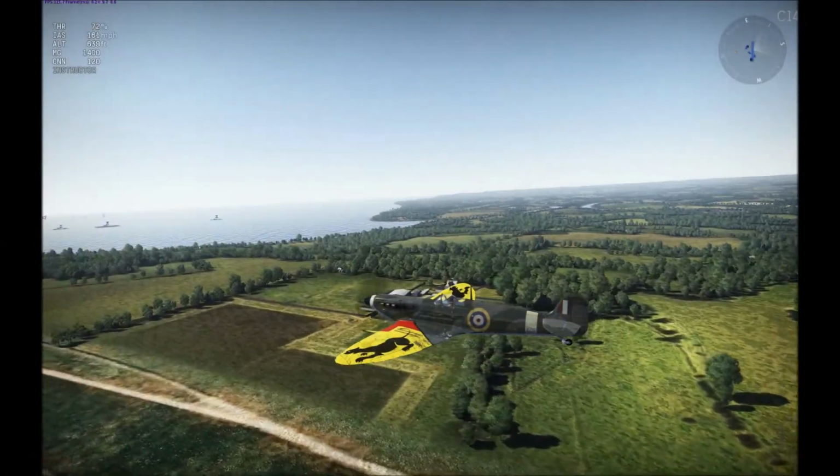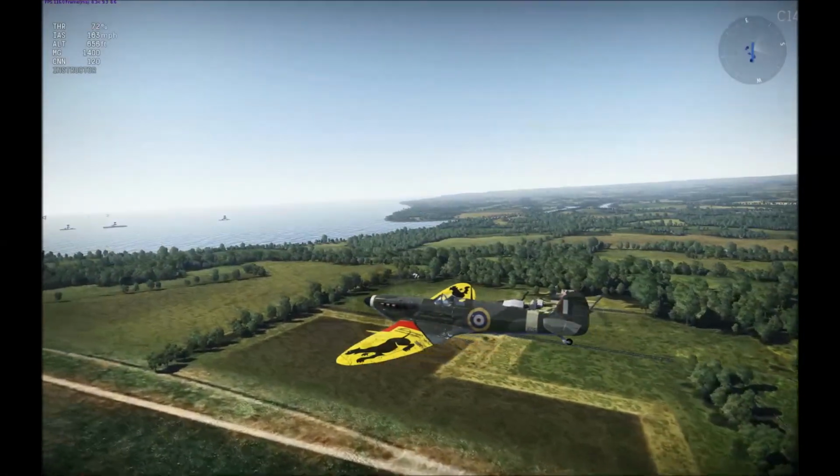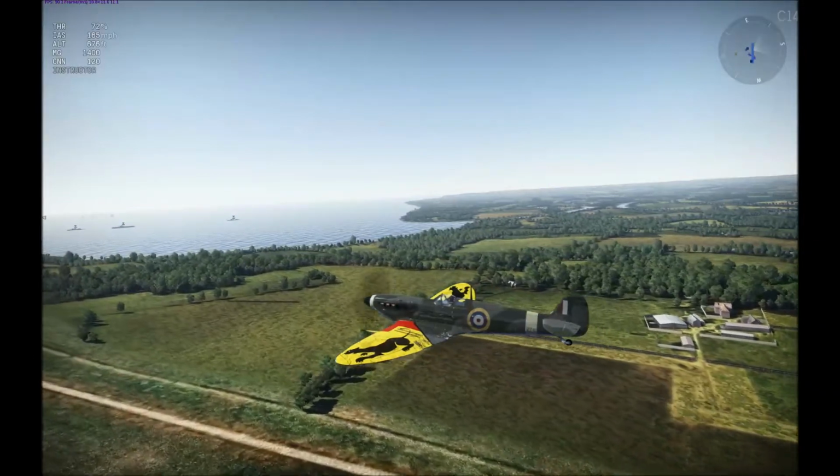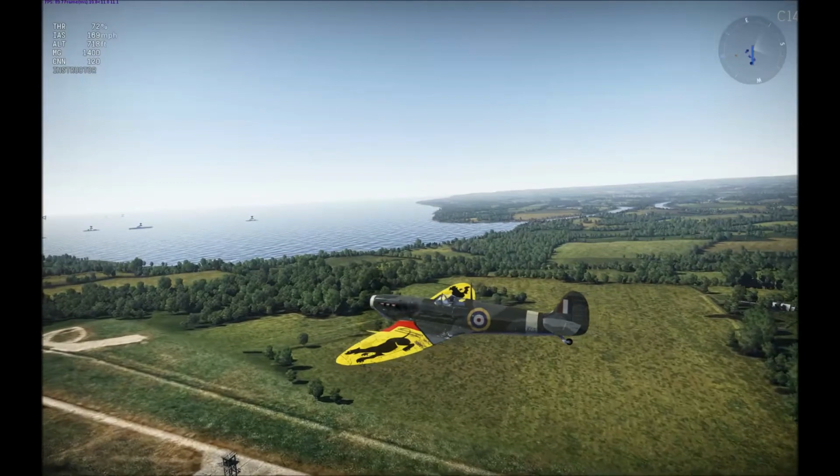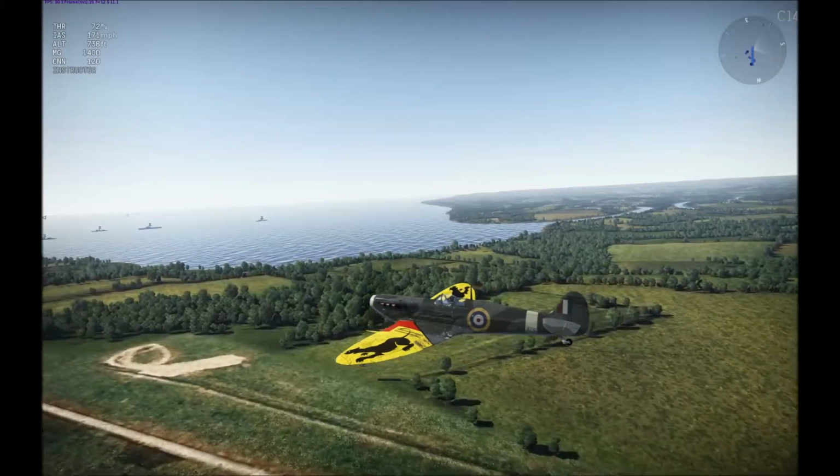Okay, so here we are. We're flying along. We're going to try the elevator first. So remember, what I wanted to do was make the wind hit the top of that elevator. And what that's going to do is push the tail down.